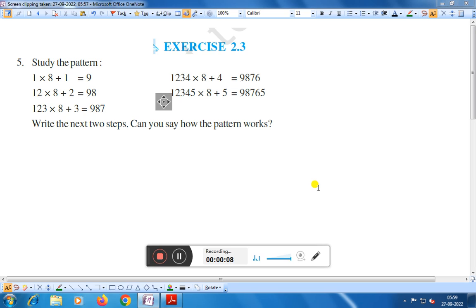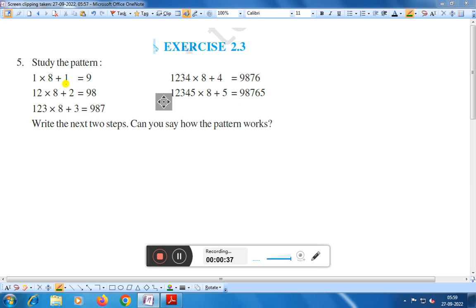Study the pattern. The pattern is 1 into 8 plus 1 is equal to 9, 12 into 8 plus 2 is equal to 98, 123 into 8 plus 3 is equal to 987. Next was 1234 into 8 plus 4 is 9876. 12345 into 8 plus 5 is equal to 98765. How to see the pattern?